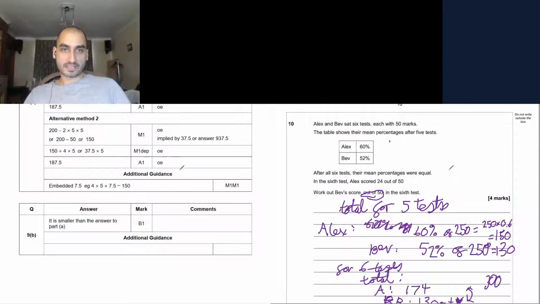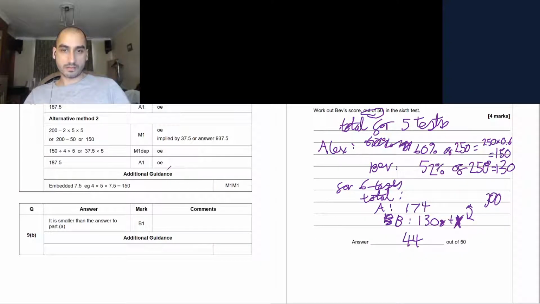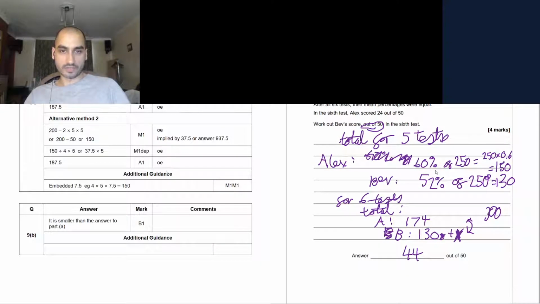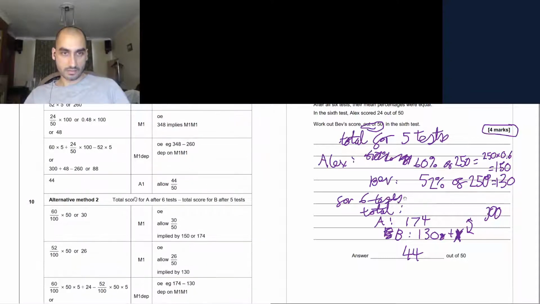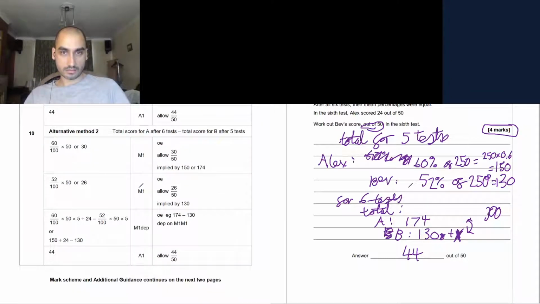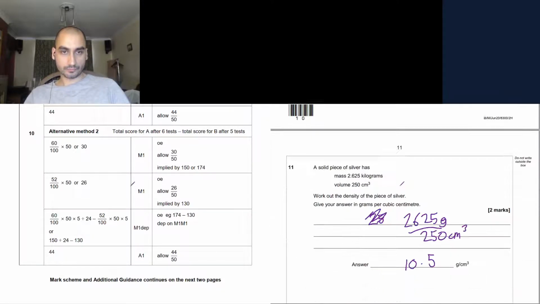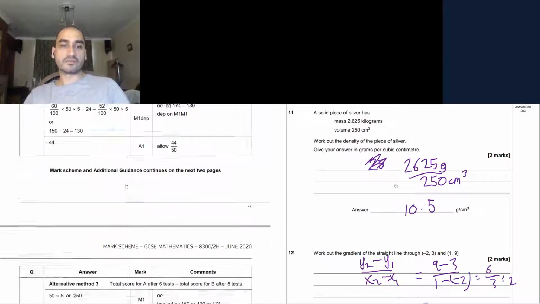Alex and Bev sat 6 tests. Okay, I could have made a mistake here. 44, I said. Yep, 44 is fine. I think I showed enough working. Yeah. 10.5.